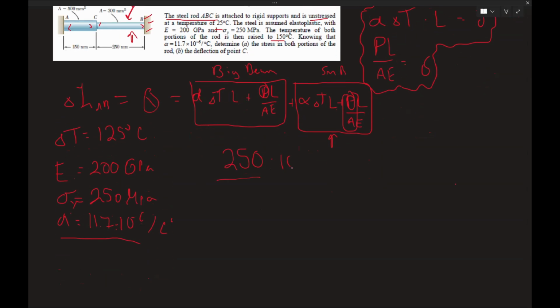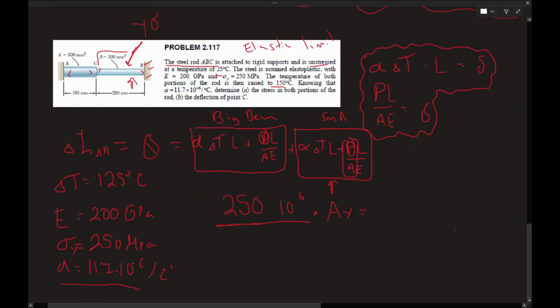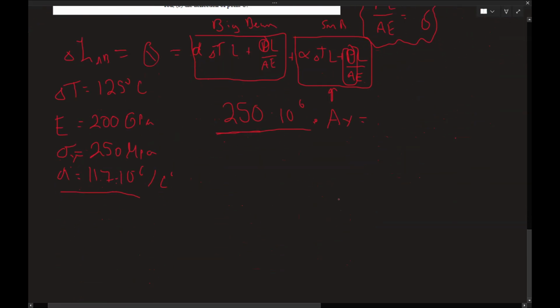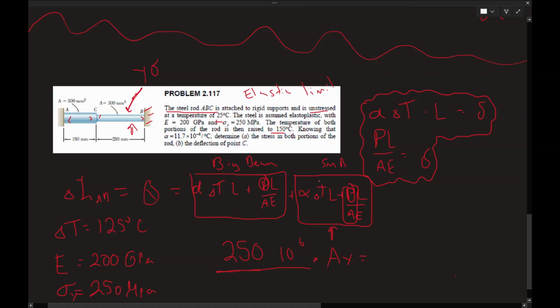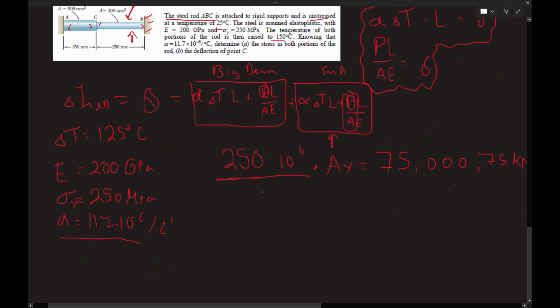250 times 10 to the 6, times the cross-sectional area, which is 300 millimeters squared. So we just plug that in. 250 times 10 to the 6 times 300 times 10 to the minus 6, I'm going to just do divided by 100, divided by 100. Boom. So I get 75000, or 75 kilonewtons. Right? So 75 kilonewtons is the actual max force.